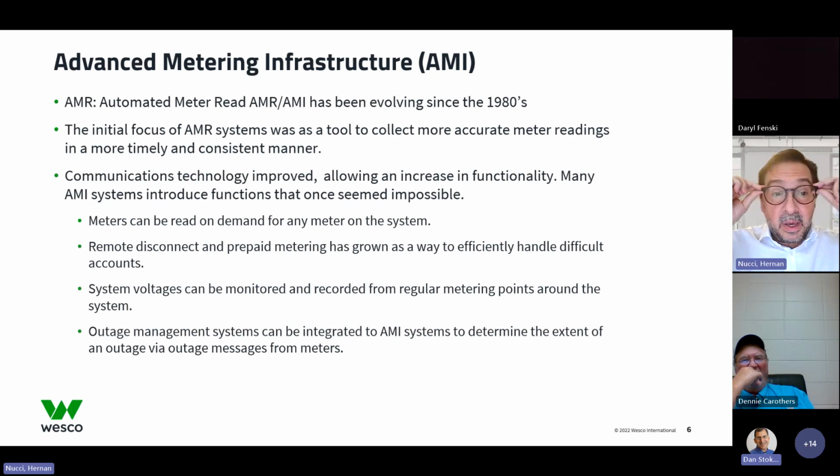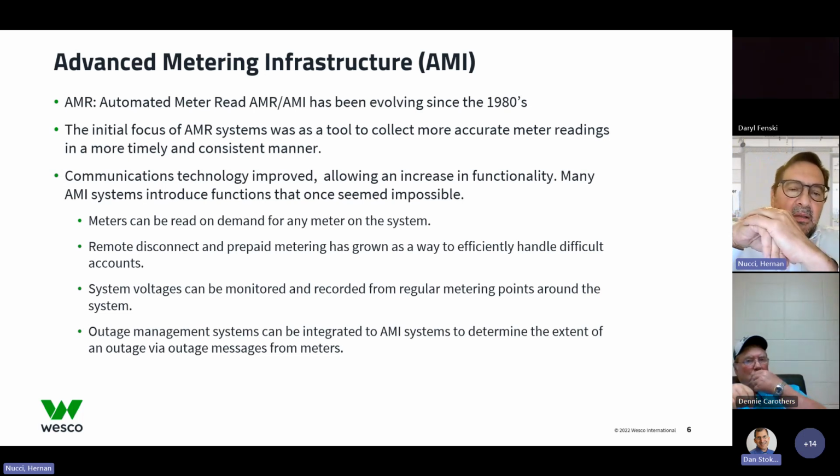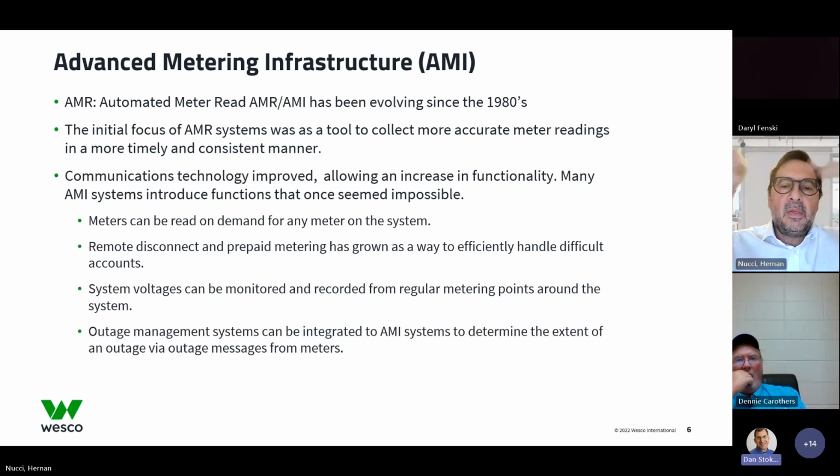So as we said, AMR and AMI have been evolving since the 80s, and the initial focus was to develop a tool to collect accurate readings, timely and consistent. Back in the days of electromechanical meters, you needed to go read the meter, and it was a manual operation involved. That means prone to errors and problems. So with AMI, the first attempt was to collect accurate meter readings consistently. You don't need to wait for the weather to be safe or perfect conditions to go and read. That was the initial goal of the technology.